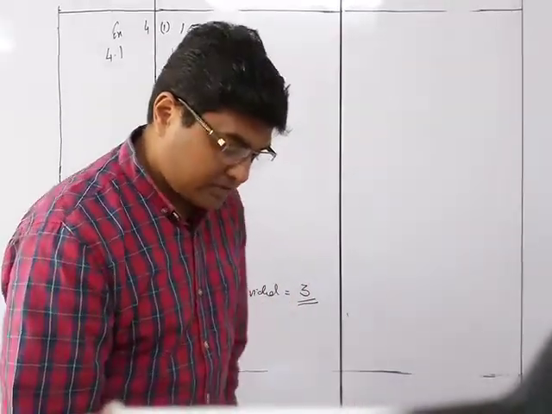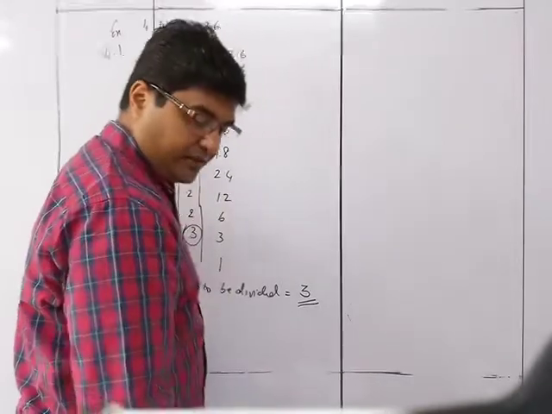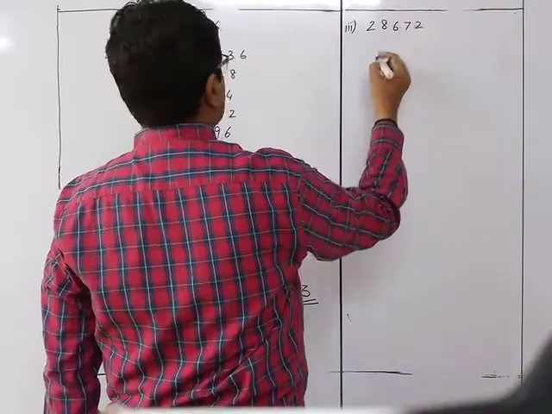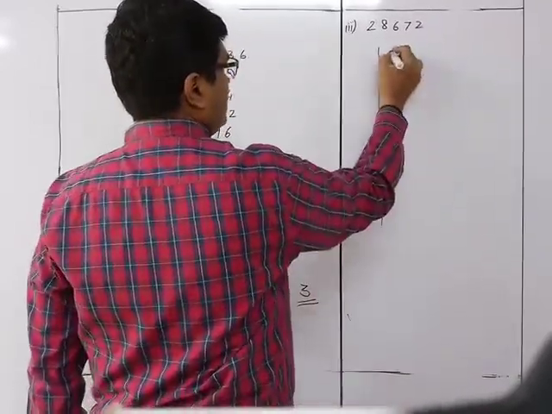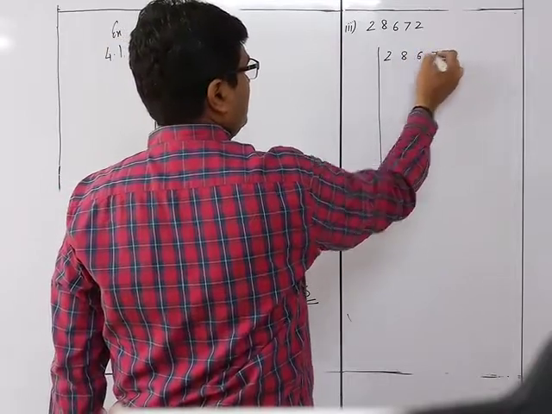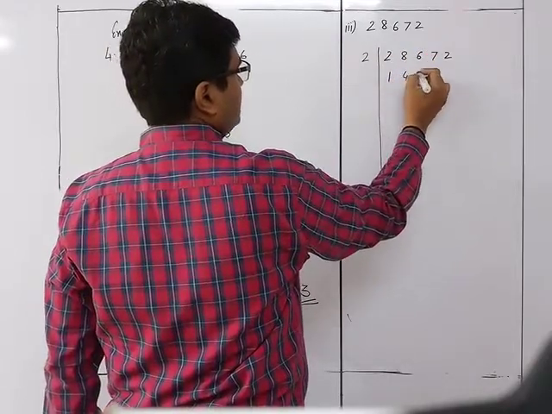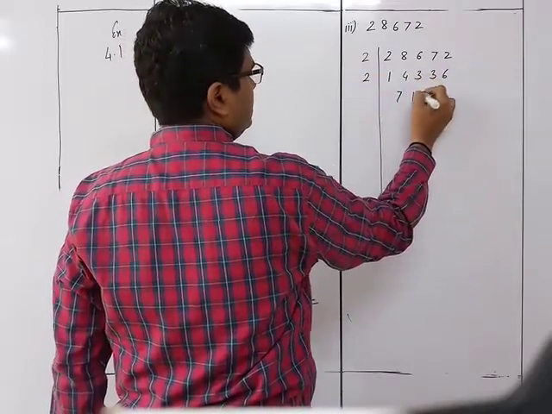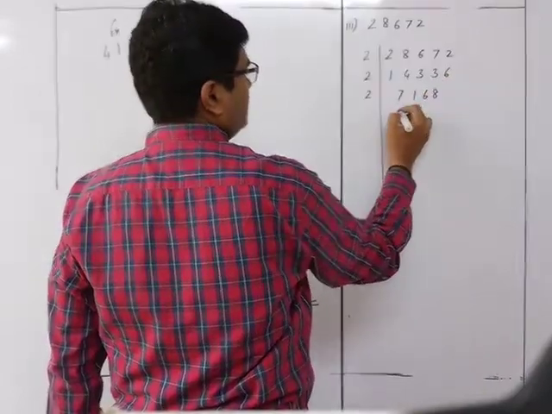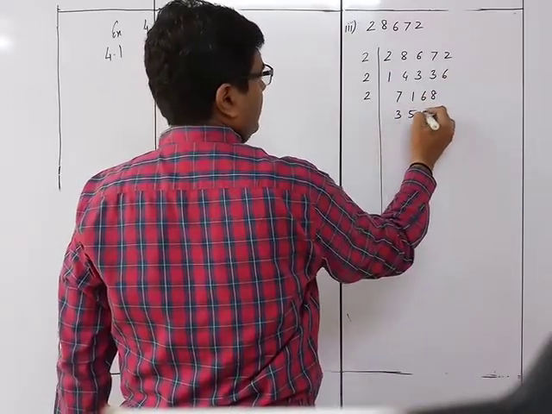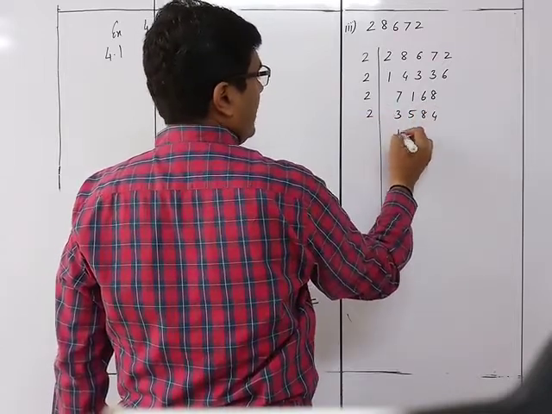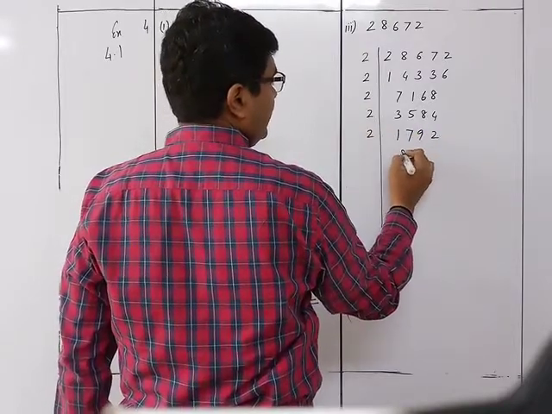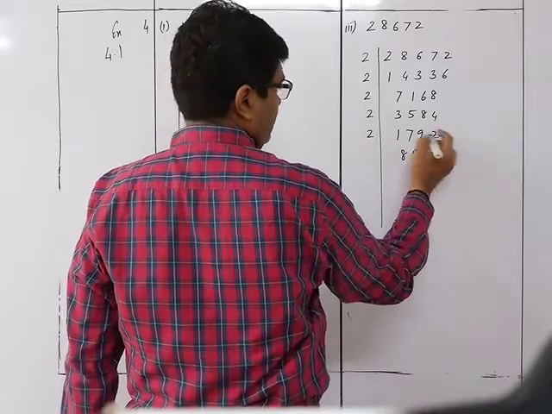I see the next number, which is 28672. Okay, the third one is 28672. Let's find it out. 28672. 2s will be 14336. 2s are 7168. 2s are 3584. 2s are 1792. 2s will be 896.